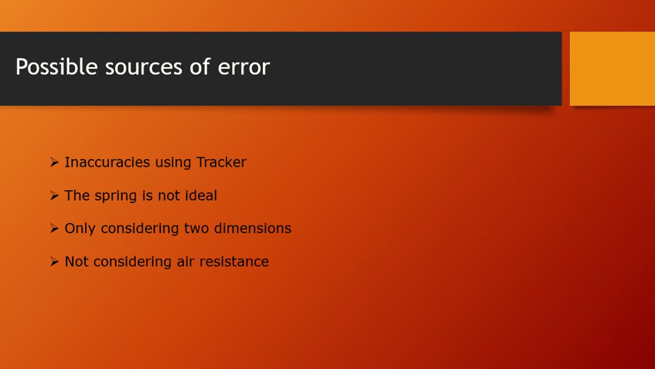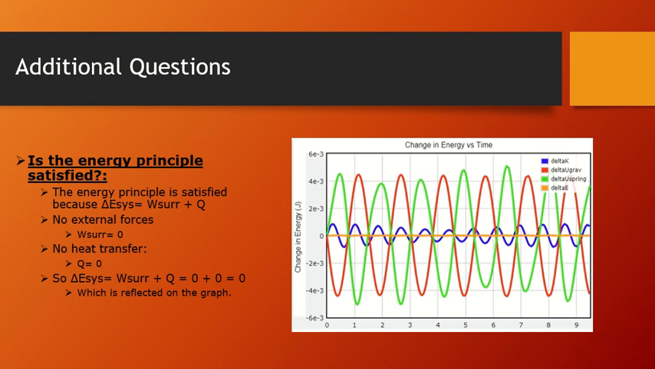Some possible sources of error are possible inaccuracies while using Tracker, the fact that the spring is not ideal, only considering two dimensions and not considering air resistance. The first additional question is whether the energy principle is satisfied. The energy principle is satisfied since the change of energy of the system is equal to the work done by the surroundings, plus the heat transfer. This is because there are no external forces, which means that the work done by the surroundings is zero, and there is no heat transfer. So since both of these values are zero, the change of energy of the system should be zero, which is the case as reflected in that graph.